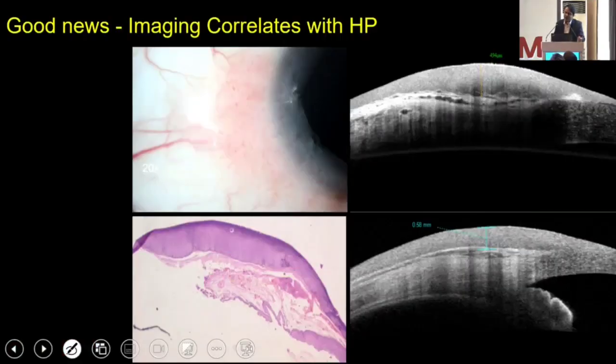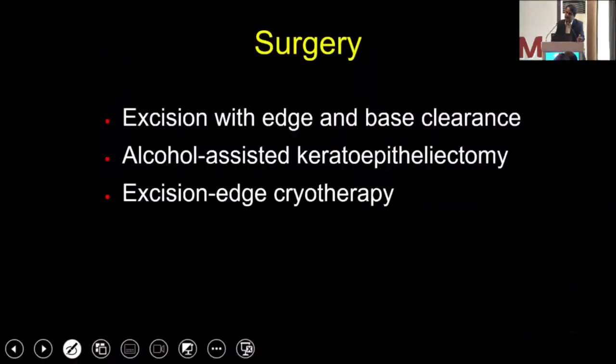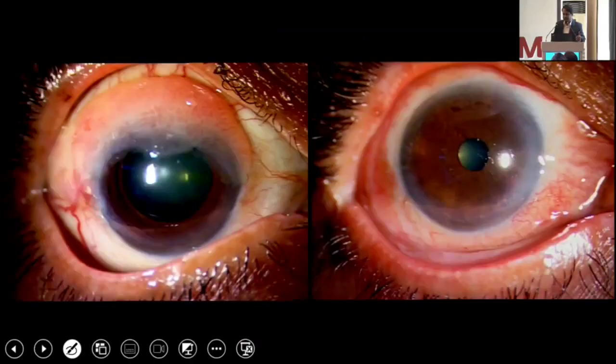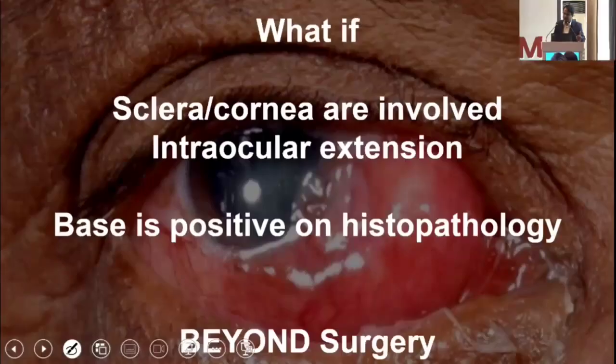But the good news is that OCT and UBM correlate with histopathology. So here is an example where what you see is the tumor on OCT and what is seen on histopathology. You can see this bubbly T-lens here, which has already been taken out, and our dissection is always at the episcleral plane. So you can see nice correlation. You can actually use histopathology and OCT to guide your treatment to reduce local tumor recurrence. When you excise the tumor with edge and base clearance, the results are absolutely good.